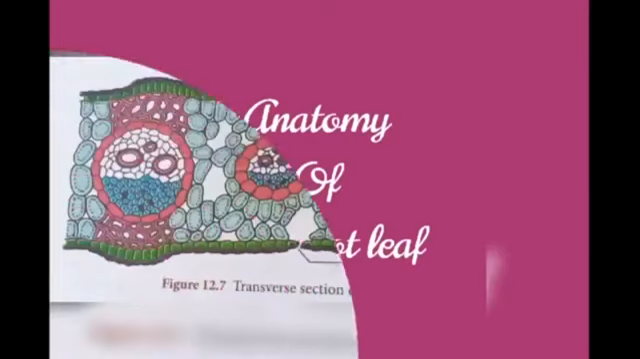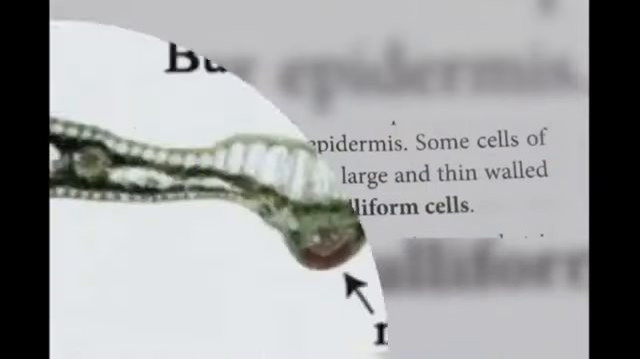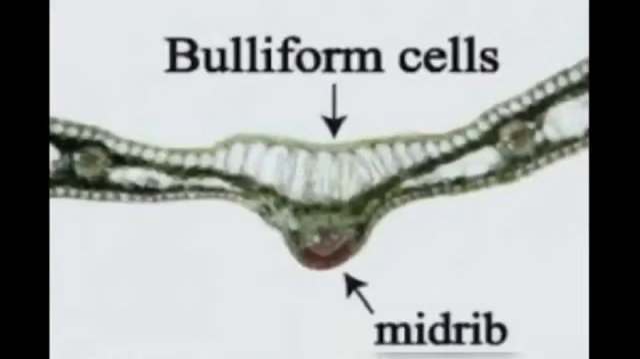Anatomy of leaf: monocot leaf looks much similar to the dicot leaf with certain dissimilarities. Let's find out the differences between them. The epidermal cells are not uniform in shape. You can find some of the epidermal cells are bulged and more elongated than the normal ones. In the upper and lower epidermis, some cells are large and thin-walled, called the bulliform cells.